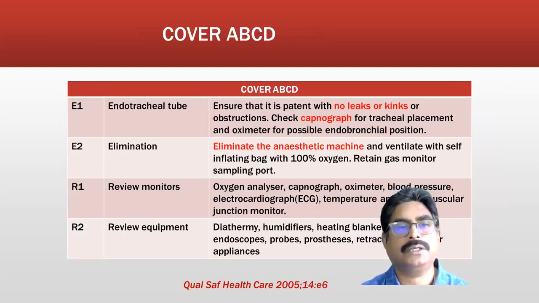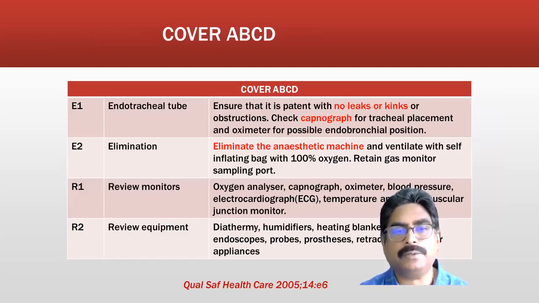Then come to the E, endotracheal tube and elimination. Endotracheal tube, you check for any leaks or kinks in the endotracheal tube and check for corresponding changes in the capnography. And elimination, you eliminate the anesthesia machine and ventilate with a self-inflating bag with 100% oxygen. Self-inflating bag with 100% oxygen means with another source of oxygen. The self-inflating bag is nothing but the ambu bag.